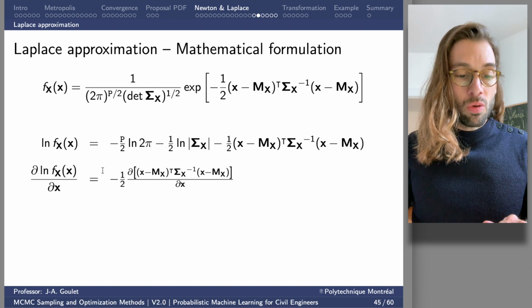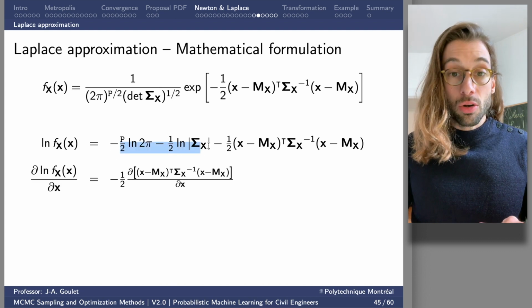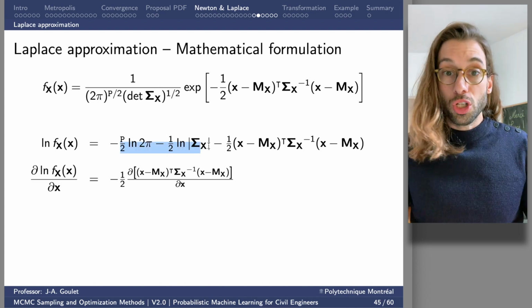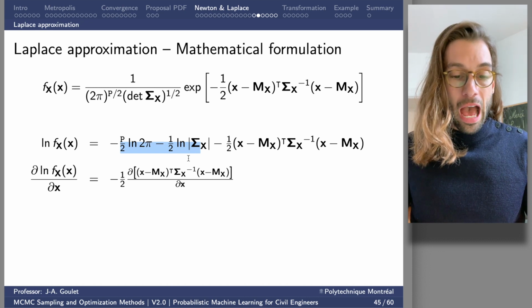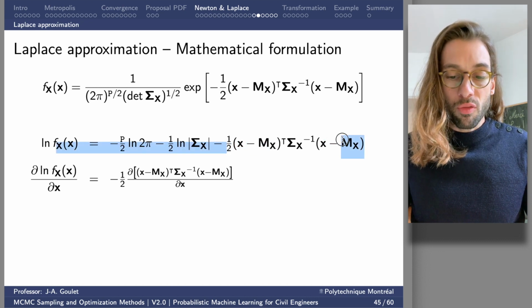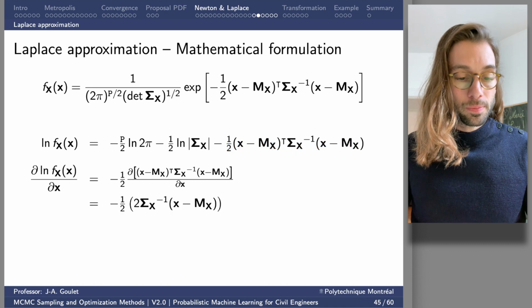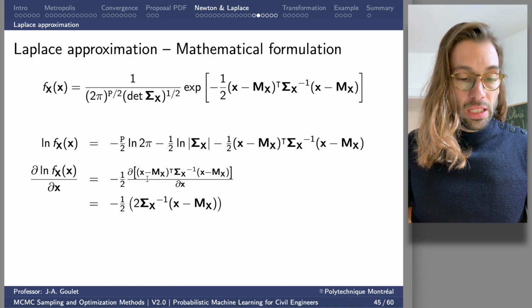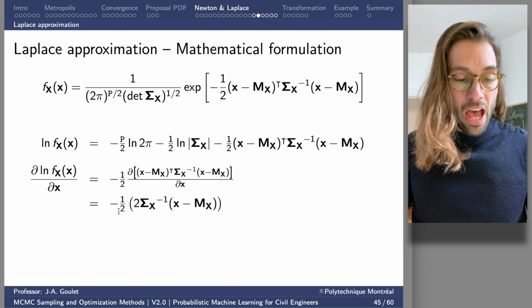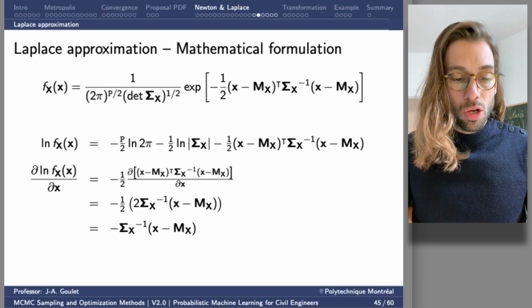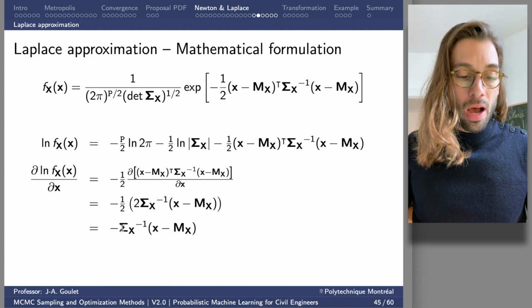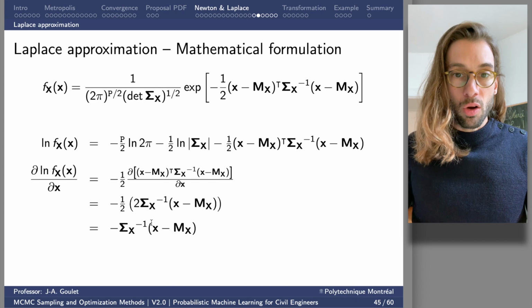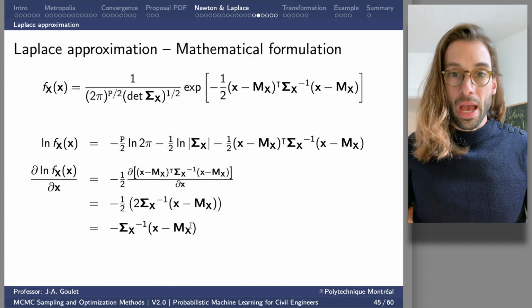If I take the derivative of all of these terms, they're not a function of x, so they're just going to go away in my derivative. I'm only going to be left with the derivative of what I have on the right here. Then if I take the derivative, this is the formulation I'm going to have. I have 1/2 times 2, so it simplifies to minus the inverse of my covariance times x minus mx.